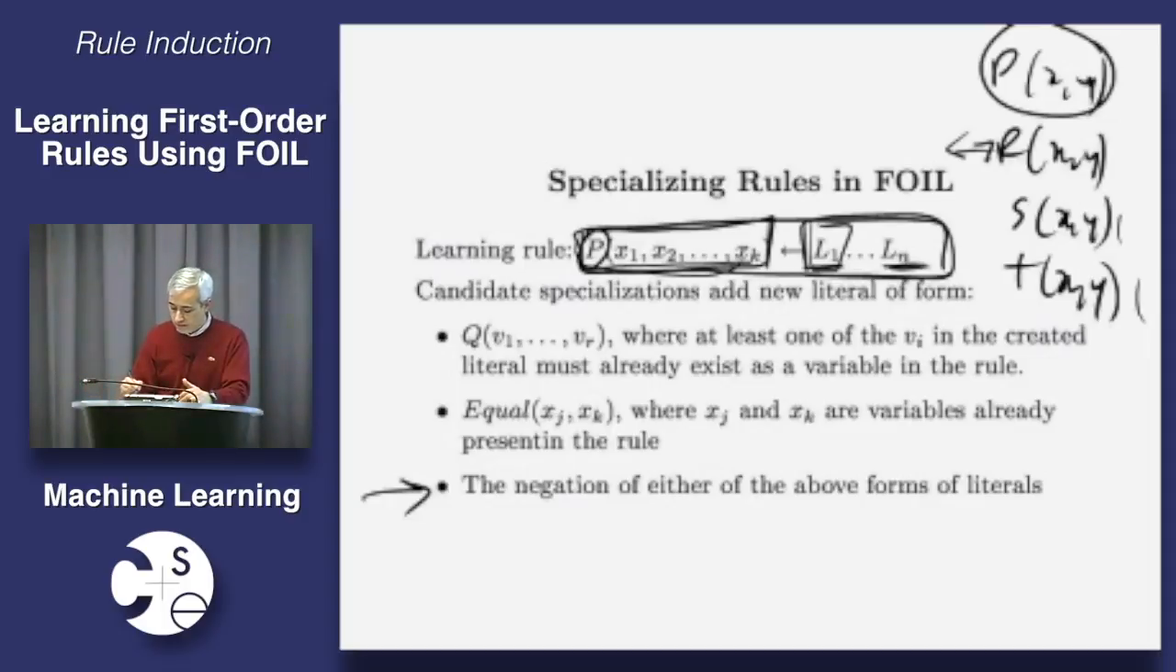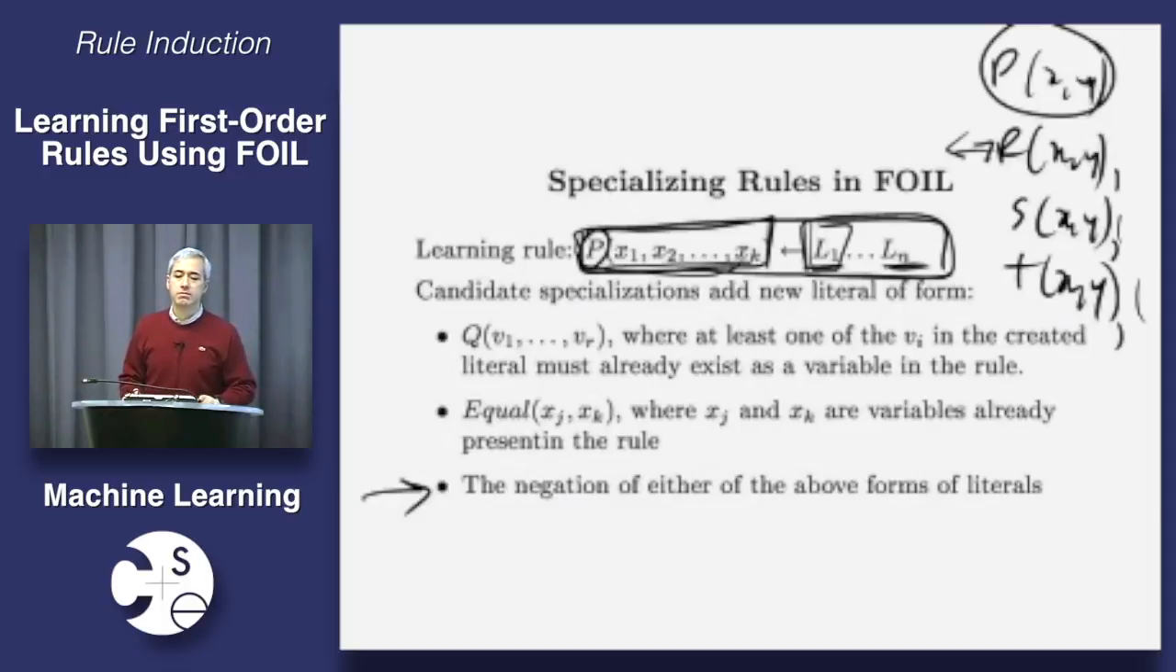So now I have P of xy if r of xy, and s of xy and t of xy. And now comes the really interesting part. Am I done with the things that I can add here? Certainly if this was propositional rule induction, I would be done. I have now used up all the attributes that I have. But in this case, am I done?